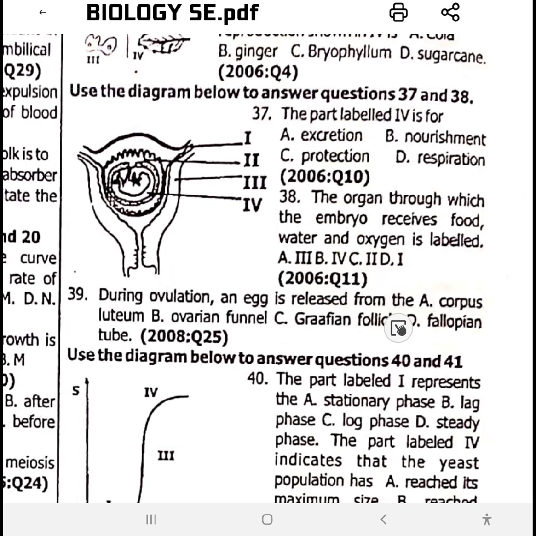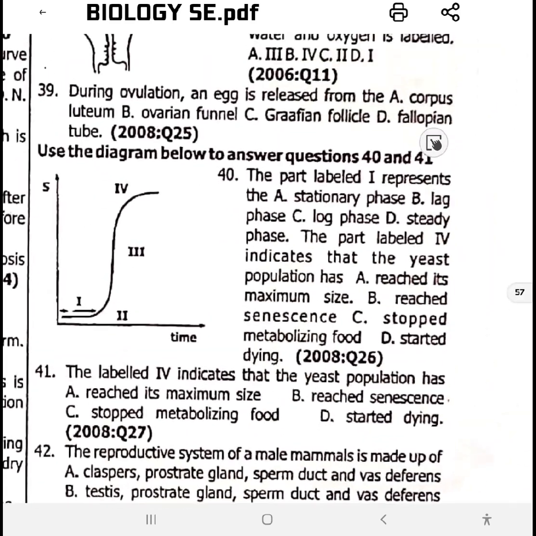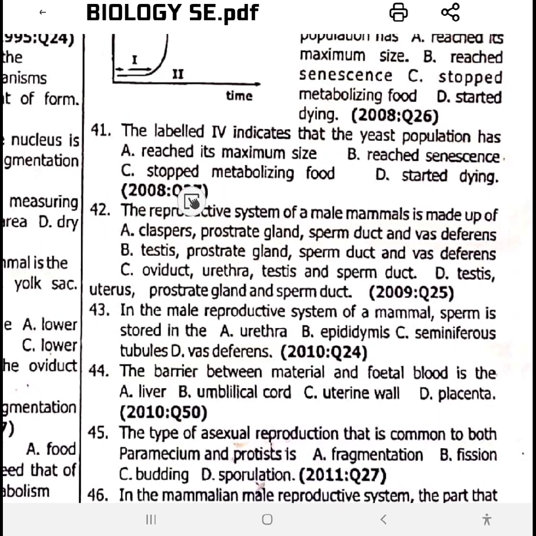39: during ovulation, an egg is released from the Graafian follicle. 40: the part labeled I, this part represents a lag phase, a phase where there is no growth, option B. 41: the part labeled IV indicates that the yeast population has reached its maximum size and can no longer grow. 42: the reproductive system of a male mammal is made up of testes, prostate gland, sperm duct, and vas deferens, option B.